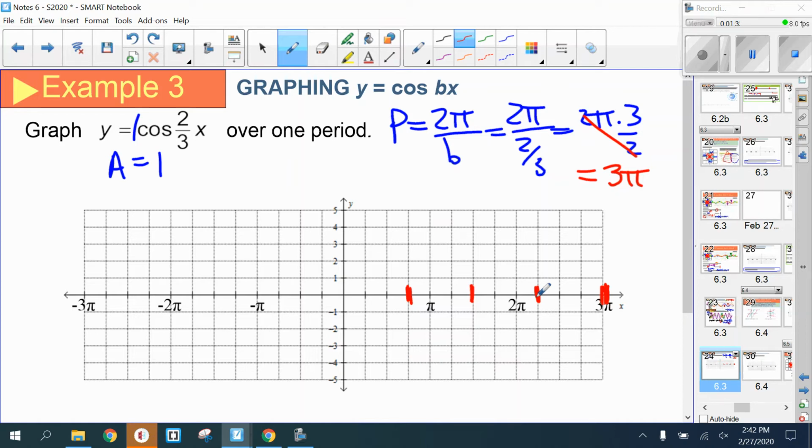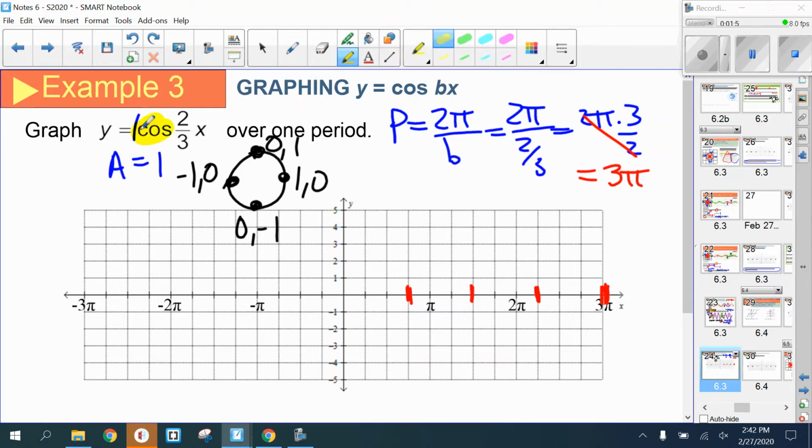So what I'm going to do is look at that circle again, like I always do. 1, 0, 0, 1, negative 1, 0, 0, negative 1. All right, this is a cosine graph. If you plug in 0, you have to notice that 2/3 times 0 is still 0, so we're still looking at an angle of 0, and cosine of 0 is 1. So this graph starts at 1, and just remember, that's what the cosine does. The cosine starts at its maximum, at 1.